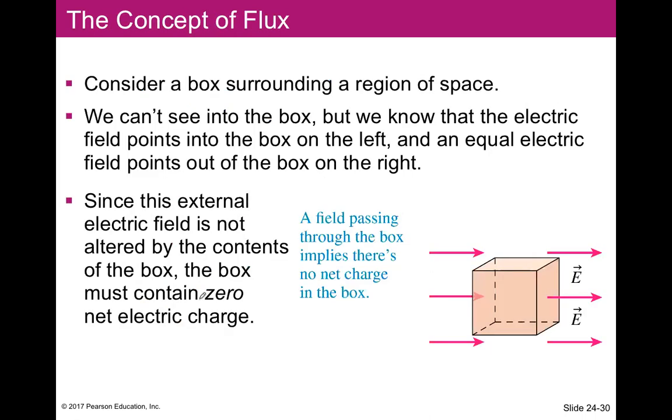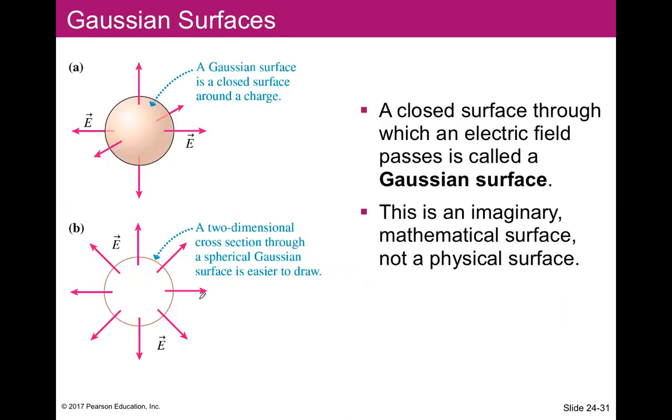So this is flux. Flux is the electric field times the area of your surface. Then let's talk about surface. Now we're introducing Gauss's law, so we have to introduce the Gaussian surface. A closed surface through which electric field passes is called a Gaussian surface.